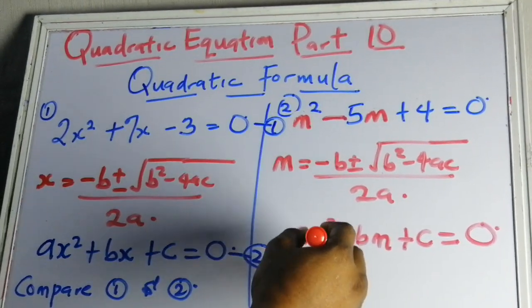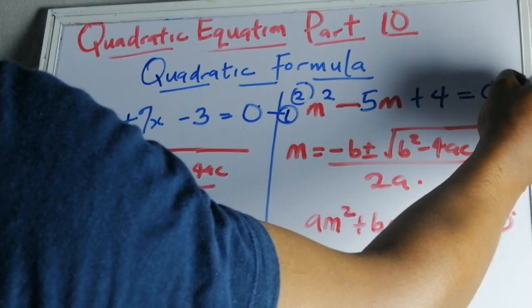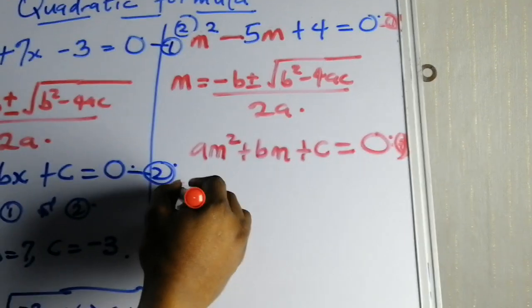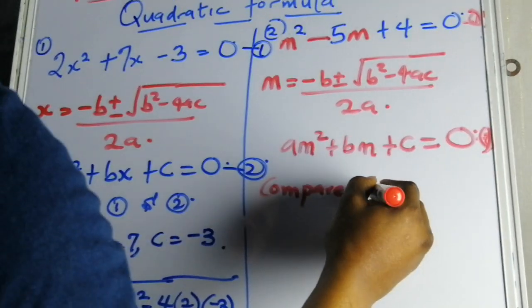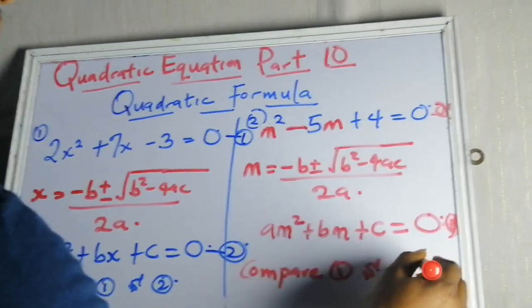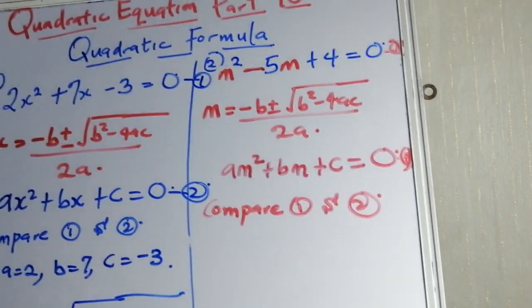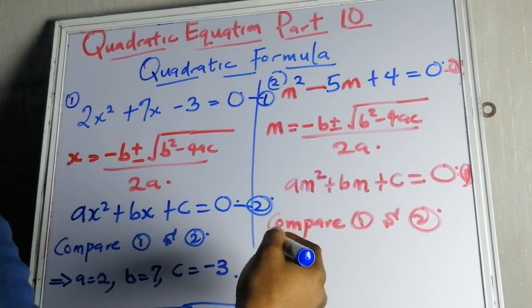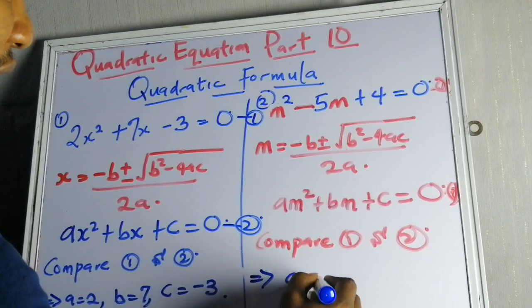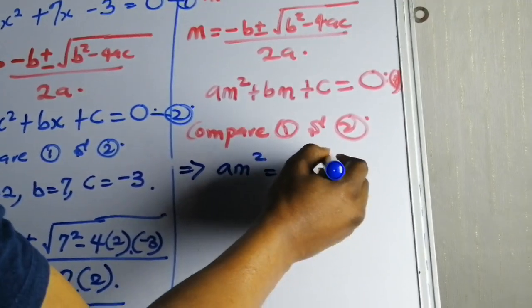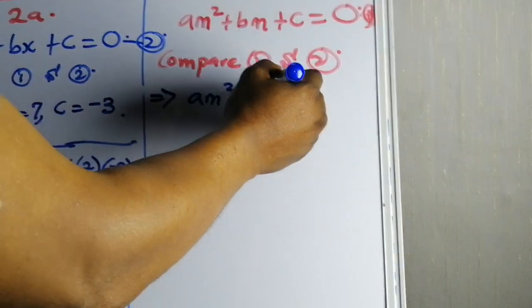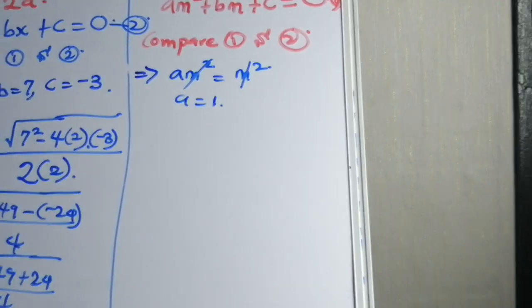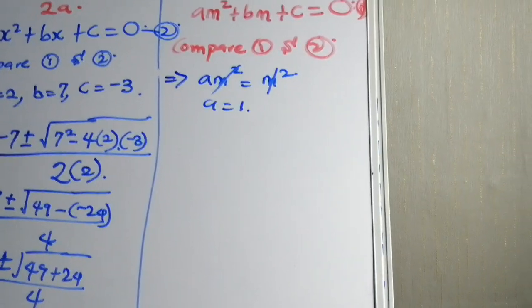So from here, if you compare equations, let's name this one equation 1, this one equation 2. So compare 1 and 2. When you compare 1 and 2, that implies, I just wanted to show this so that you can see what I mean by compare. Am square is equal to m square. That is the meaning. So it means that m square will cancel m square. Okay, then a will be equal to 1. That is the meaning of compare. Okay, I'm just trying to simplify further.